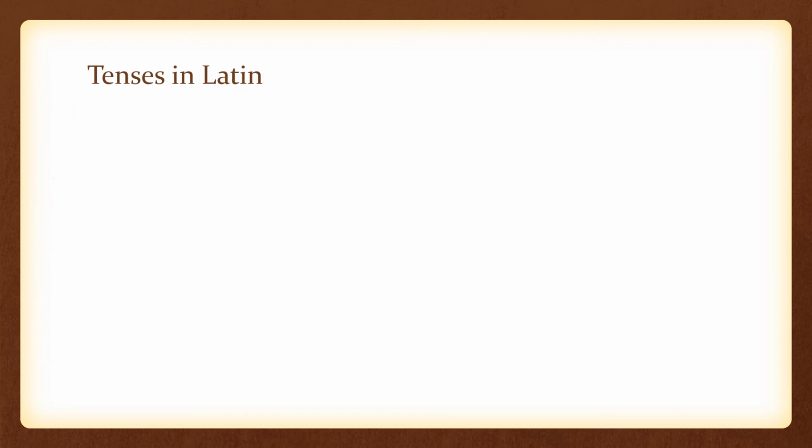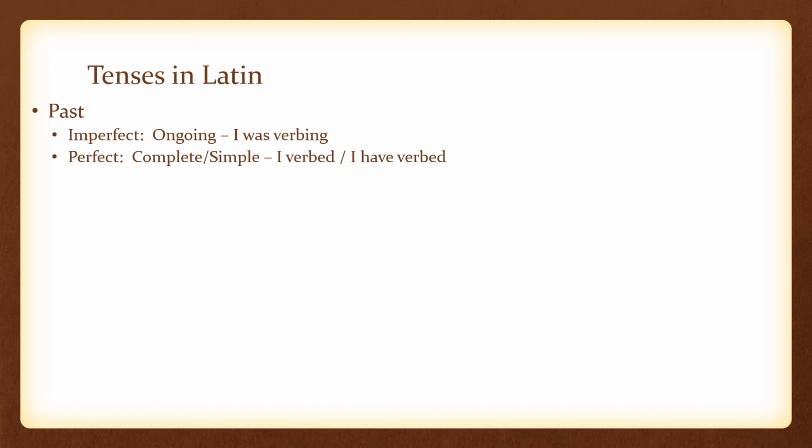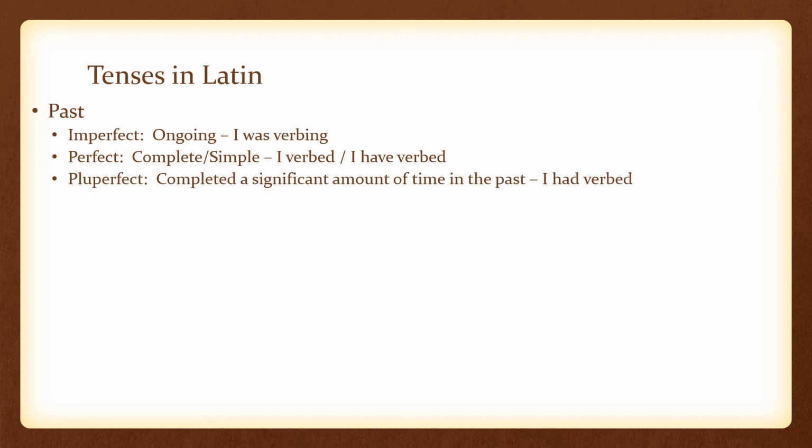In Latin, this is a little bit different. There are 6 tenses, and there's more than one version of the past. So the imperfect tense in Latin represents ongoing action in the past. I was verbing. The perfect tense in Latin represents complete or simple action in the past. I verbed, I have verbed. The pluperfect tense in Latin represents action that has happened a really long time ago. I had verbed, but it's not the same as emphasis exactly. If you wanted to show emphasis, you might use the word jam, meaning already.